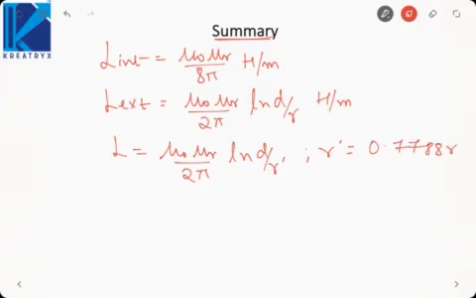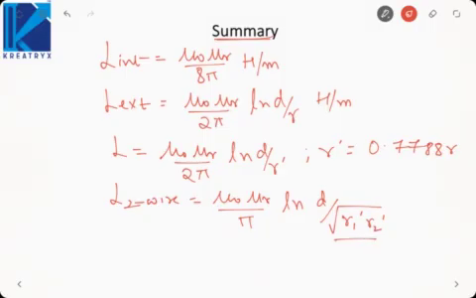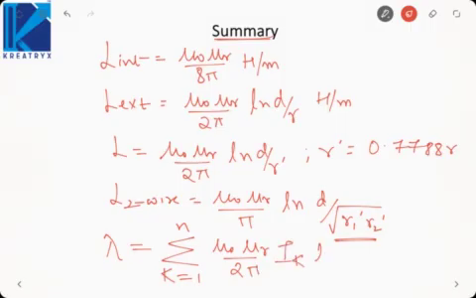Then we saw inductance of 2 wire. It was mu naught mu r by pi ln d by under root r1 prime r2 prime. This we called as GMR of the system. Then we saw flux linkage. It was sigma k equal to 1 to n mu naught mu r by 2 pi ik ln 1 by d ik, where dii was ri prime. So that is what we covered in this lecture, and we also saw the concept of GMD.